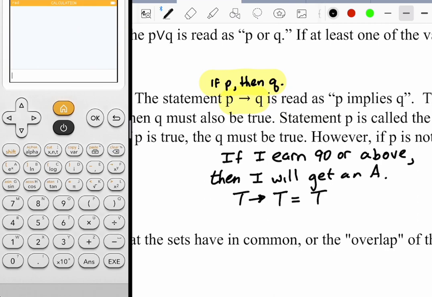So this means that I got the 90, 95, 99. Maybe I got a 200 somehow, a lot of bonus, but you'll never get that high. But then I was awarded an A.